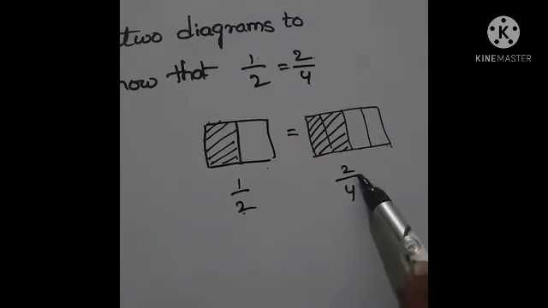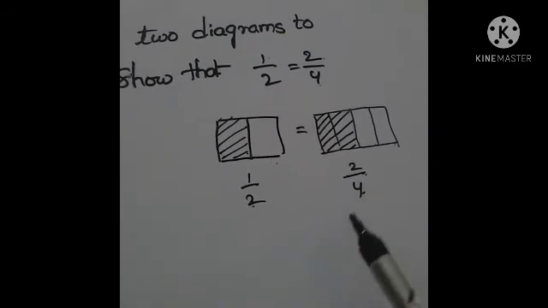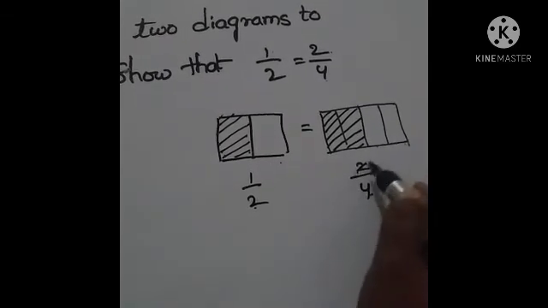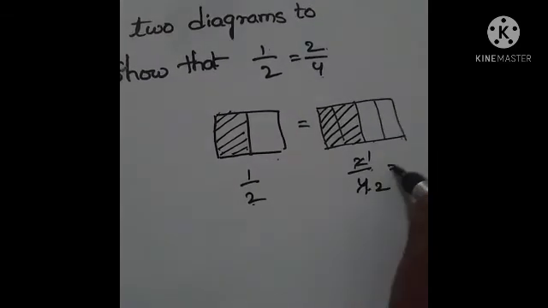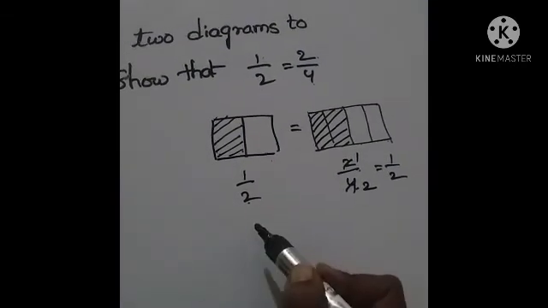1 by 2 is equal to 2 by 4. These 2 are also equivalent fractions. Why? Because when we cancel 2 by 4, 2 1s are 2, 2 2s are 4, so here also we get 1 by 2. So, both these 2 fractions are equivalent.